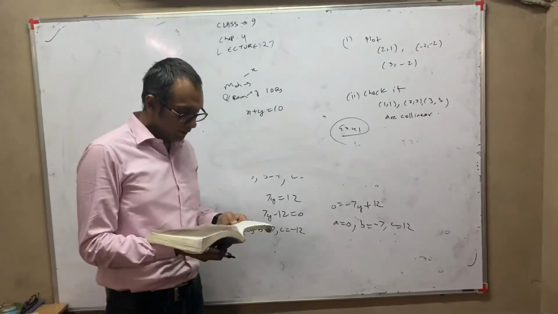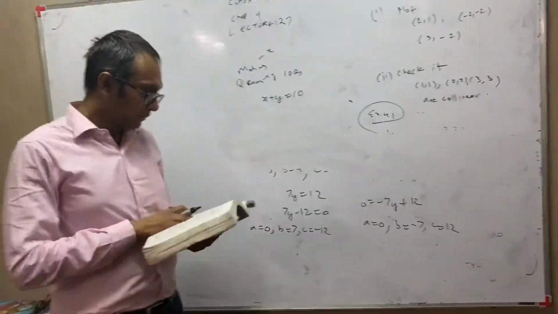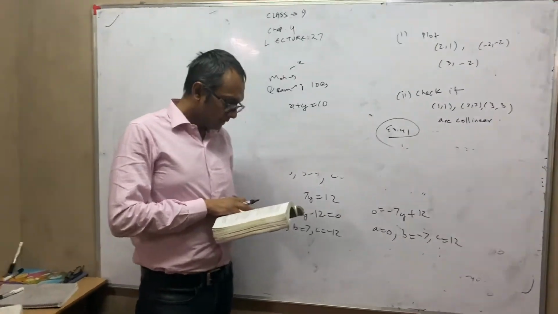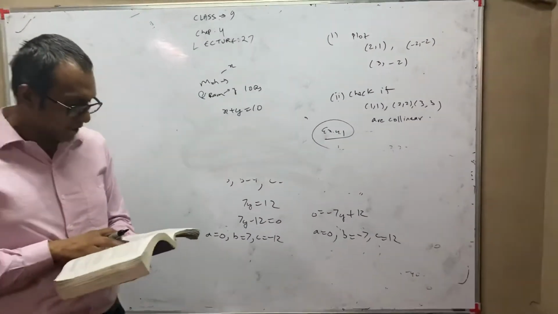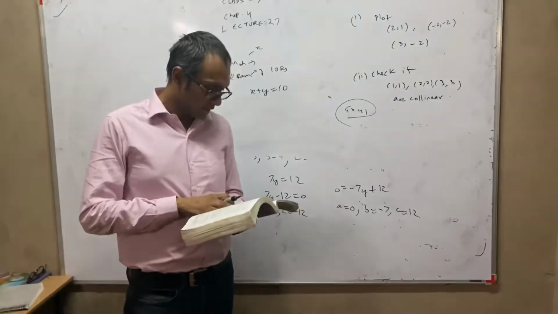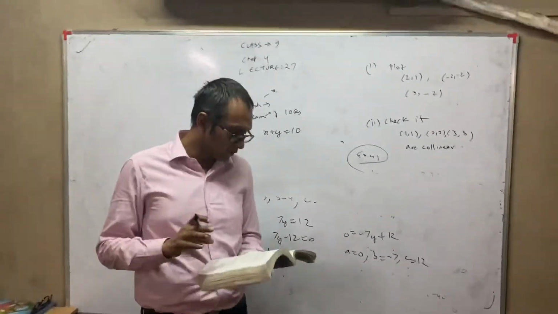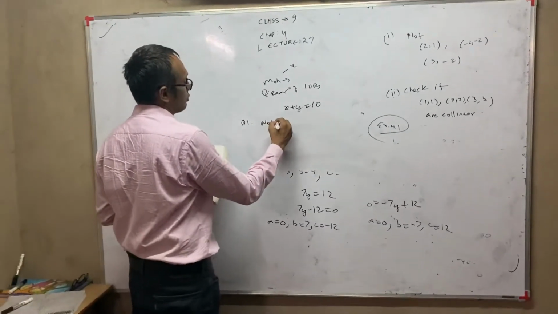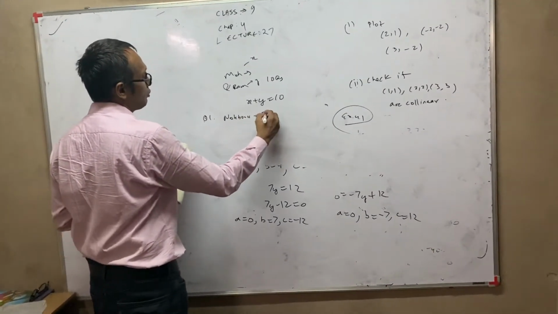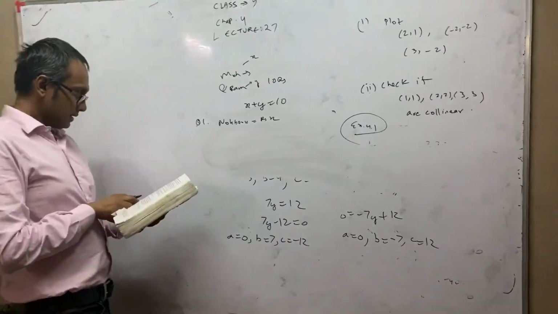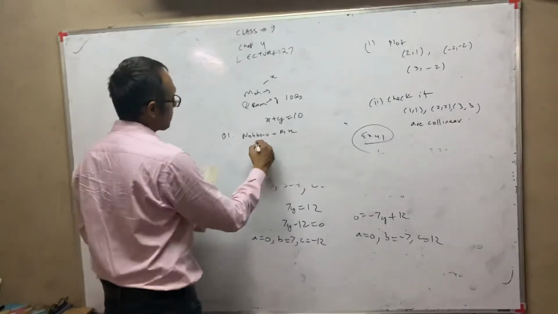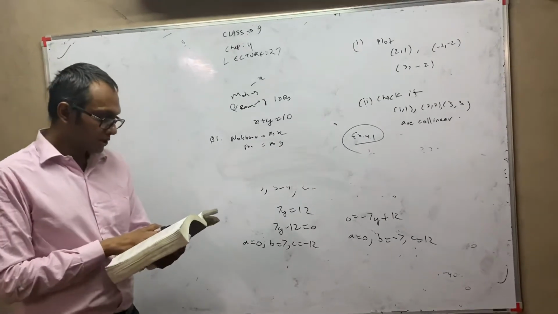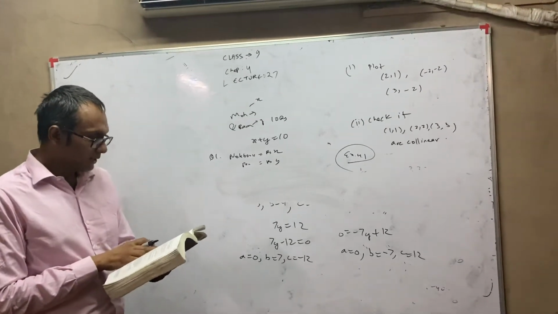So for example, now the question is exercise 4.1, first question. The cost of a notebook is twice the pen. Write a linear equation in two variables to represent this statement. And he has given a hint for you also. Let the cost of notebook be rupees x and let the cost of pen be rupees y. And now he says the cost of notebook is twice the cost of pen.